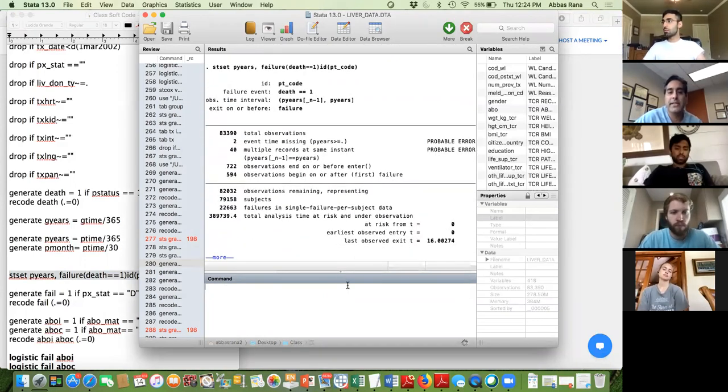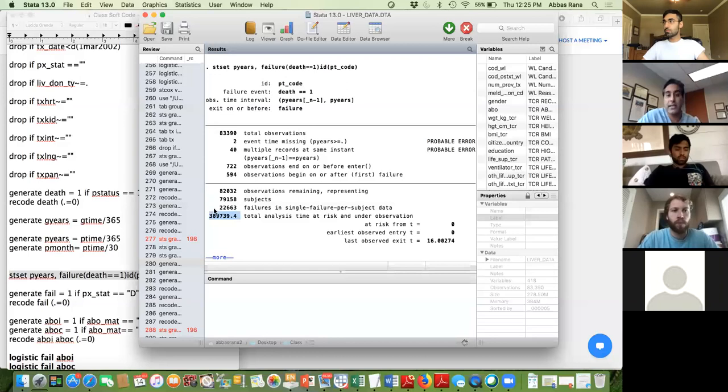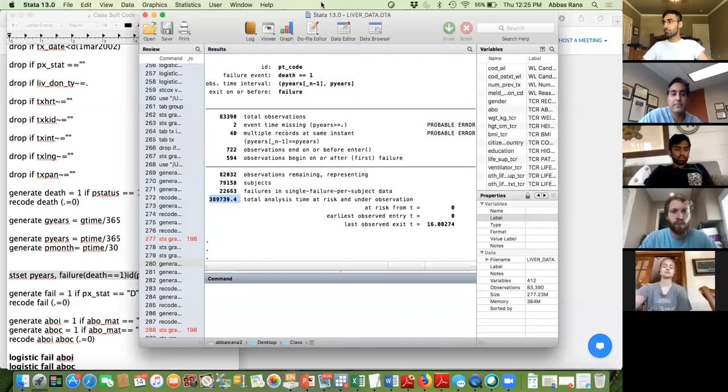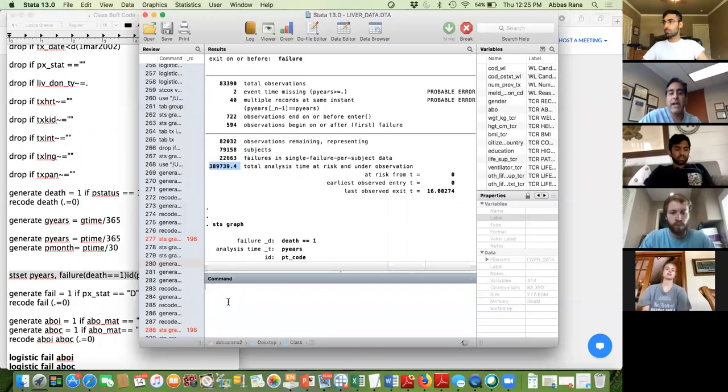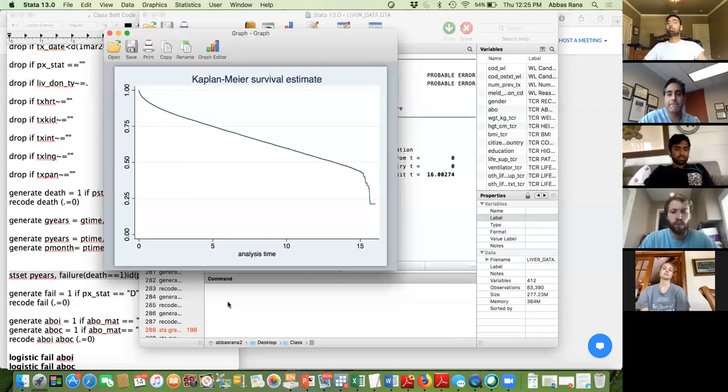And now it puts into a Kaplan-Meier analysis. And these are the total number of observations. It tells you the number of failures. It tells you the time at risk, which is really important. So that's the number of patients times the number of years, and that's the time at risk. So now it's in Kaplan-Meier, and all you have to do then is write STS graph, and you actually produce your Kaplan-Meier curve. Boom, right there.